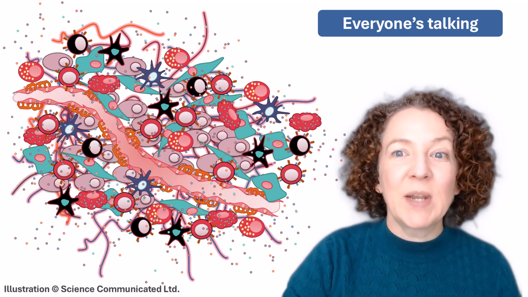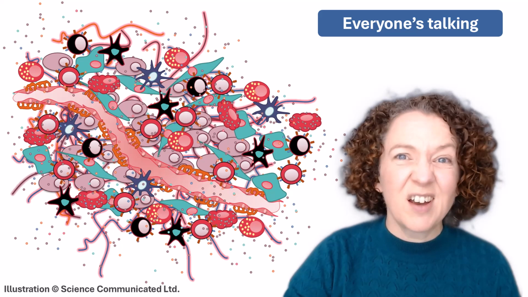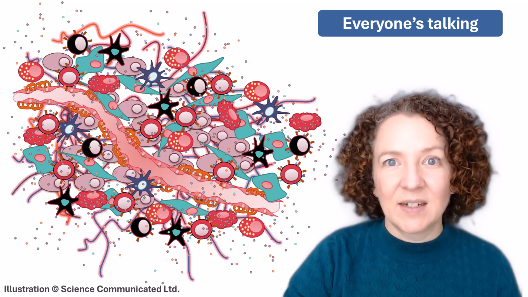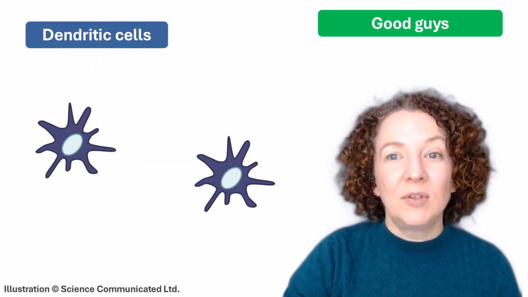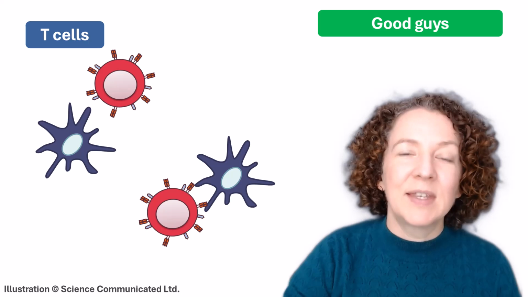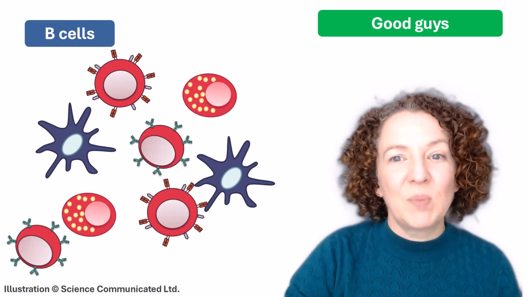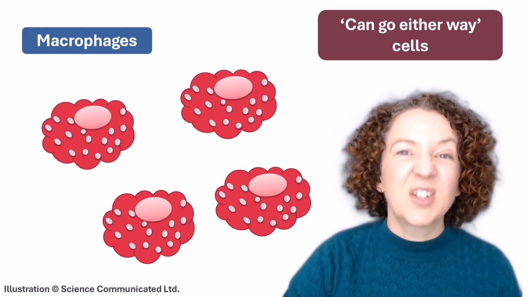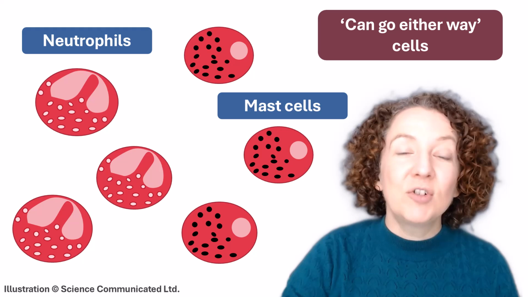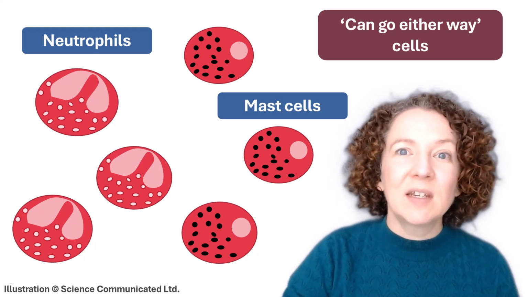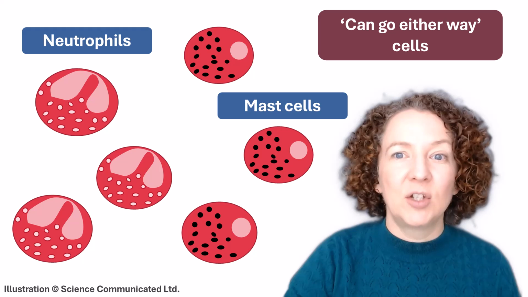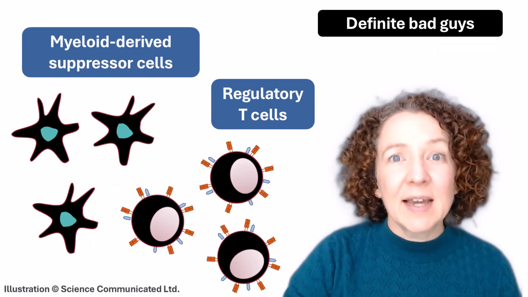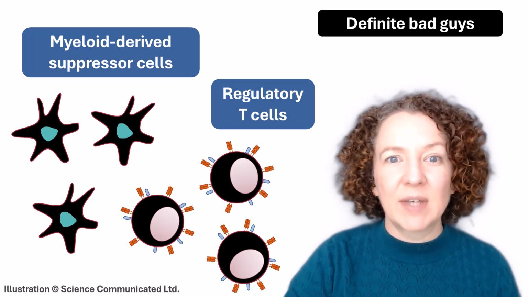Roughly speaking, you can split the white blood cells inside tumours into good guys and bad guys. The good guys are cancer killing, the bad guys support and protect cancer cells. The good guys include the dendritic cells, many types of T cell, the NK cells, and generally speaking also the B cells. With macrophages, it can go either way. Sometimes they kill cancer cells, sometimes they protect them. The same goes for neutrophils and mast cells. It all depends on what signals they've received and how long they've spent inside the tumour. MDSCs and Tregs, they're uniformly bad as they actively suppress any T cells that try to kill cancer cells.